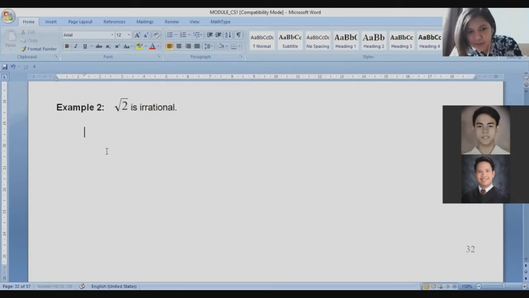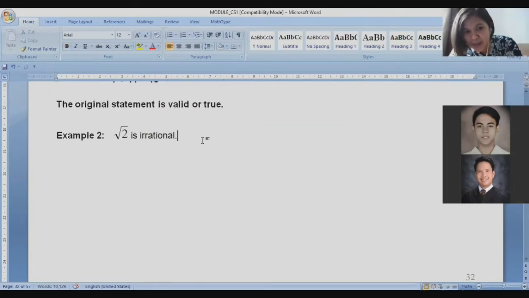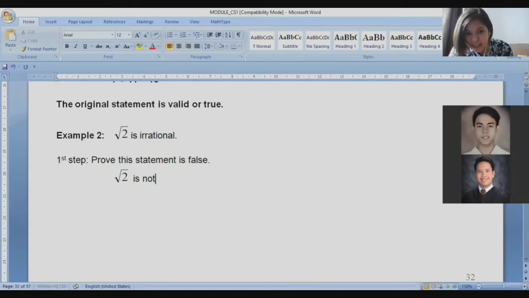Example number 2. The square root of 2 is irrational. Ma'am, what is irrational? Later I will tell you what irrational is. So, to prove it, first step, prove this statement is false. When you prove that it is false, you will say, the square root of 2 is not irrational. This means you need to prove that the square root of 2 is rational.